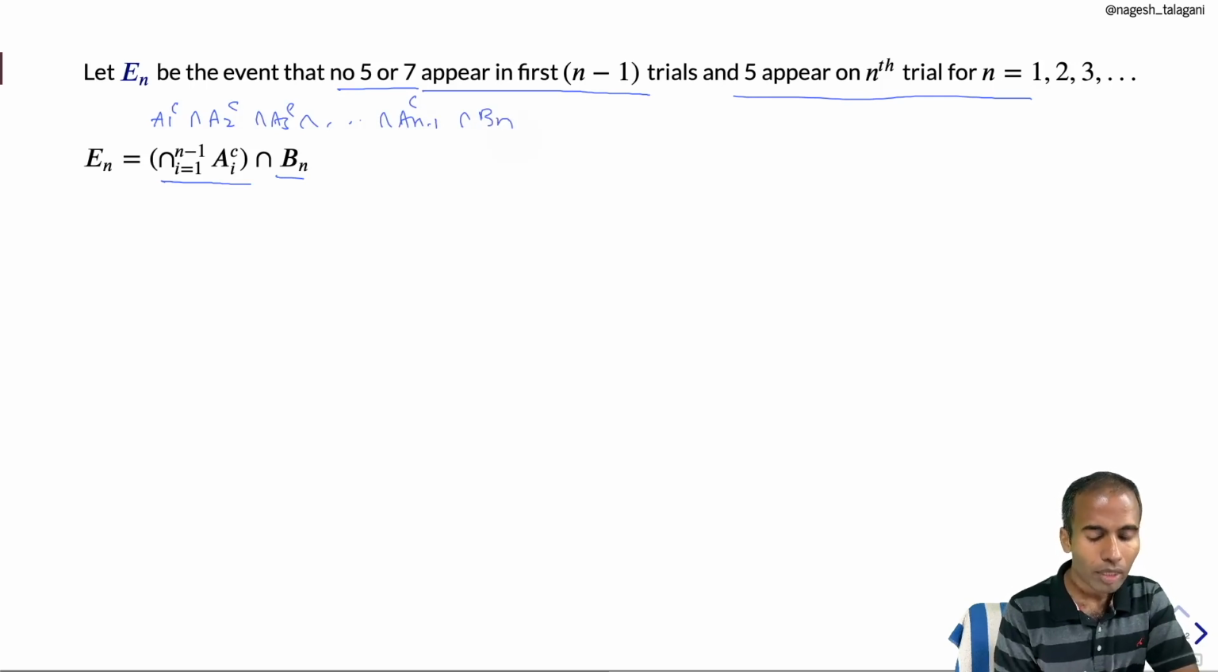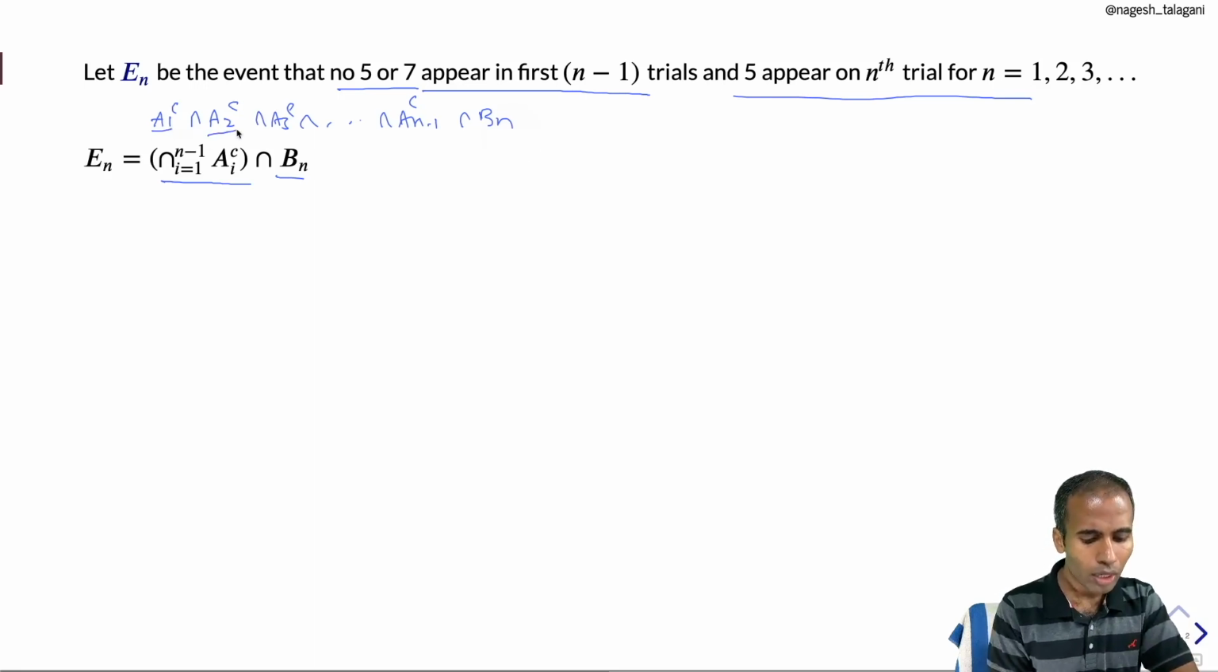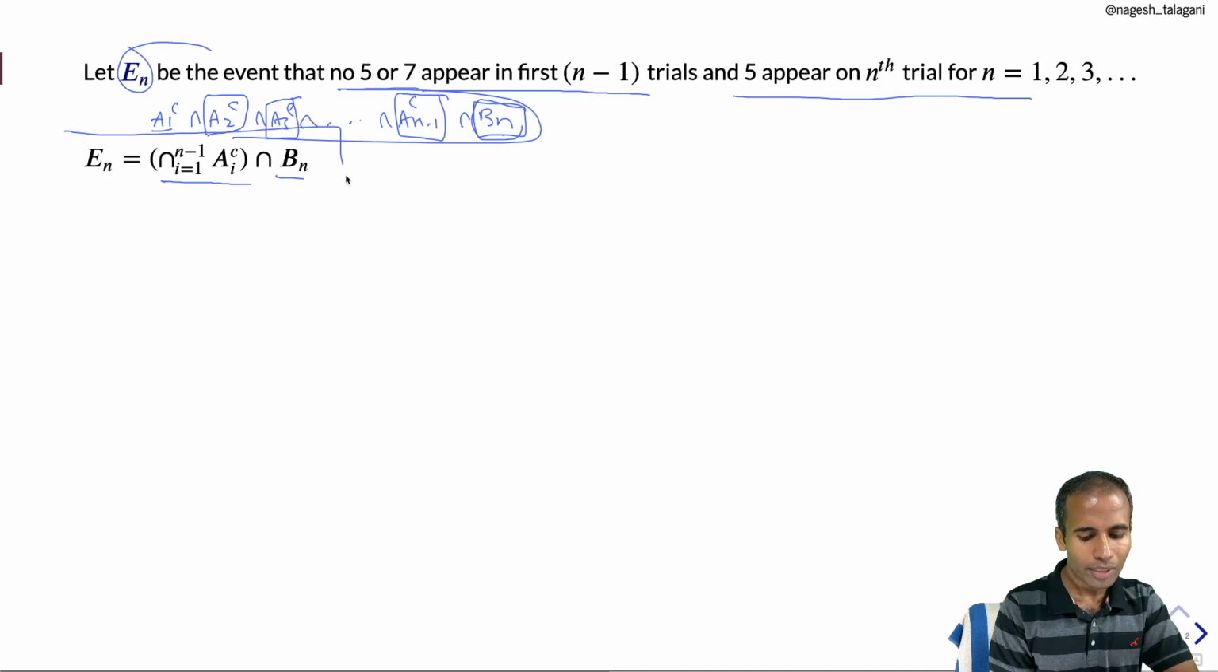A1 means 5 or 7 on the first trial, right? A1 complement means no 5 or 7 on the first trial, no 5 or 7 on the second trial, no 5 or 7 on the third trial, and so on, no 5 or 7 on the n-1 trial, and Bn means a 5 appears on the nth trial. This is precisely what we mean by En. So that's why we express En like this.